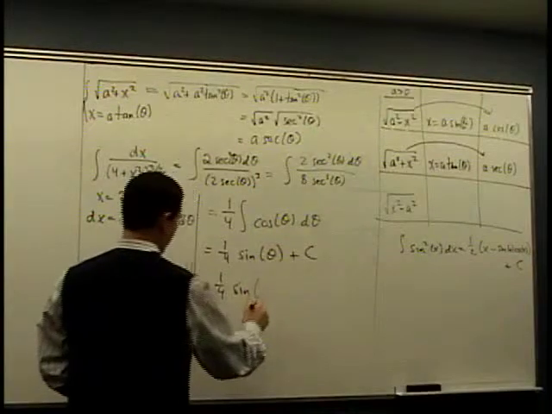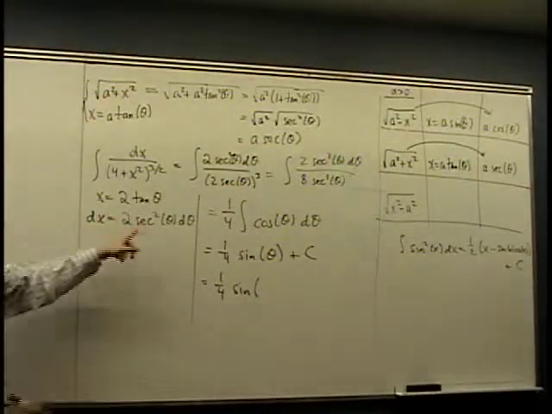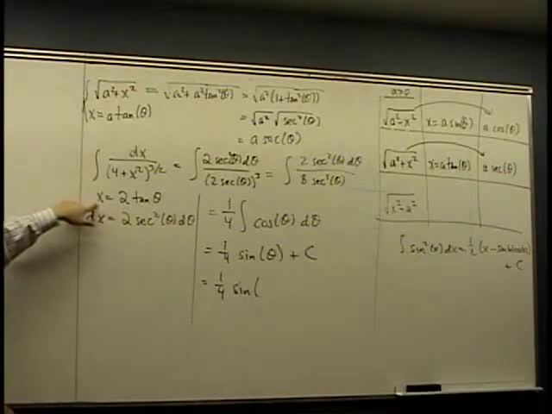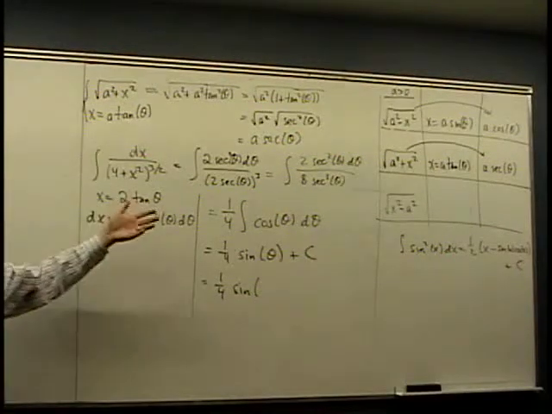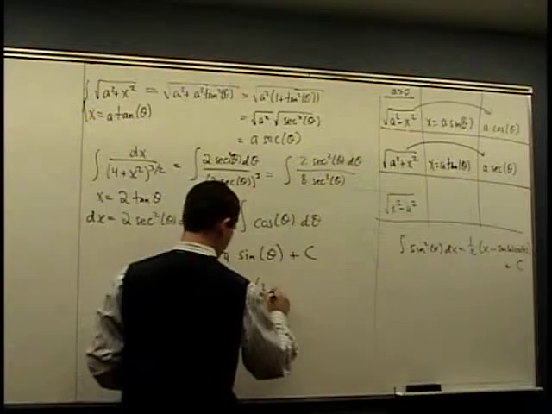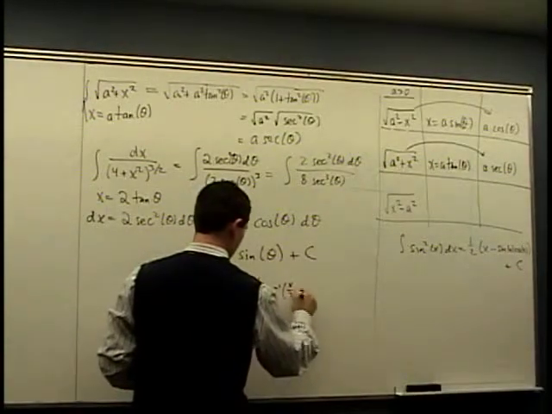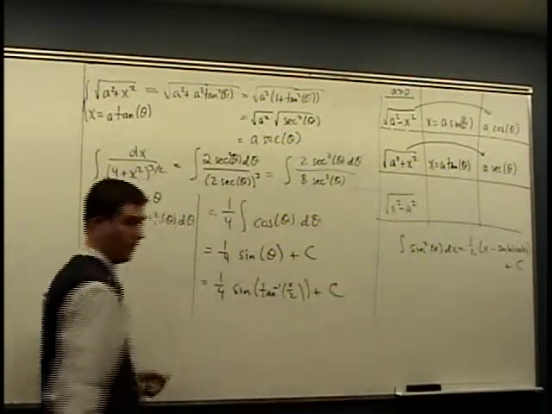Well, we can do it this way. If we divide by 2, we get x over 2 equals tangent of theta. Take the arctan. Right? Okay, so that's certainly one way to go.